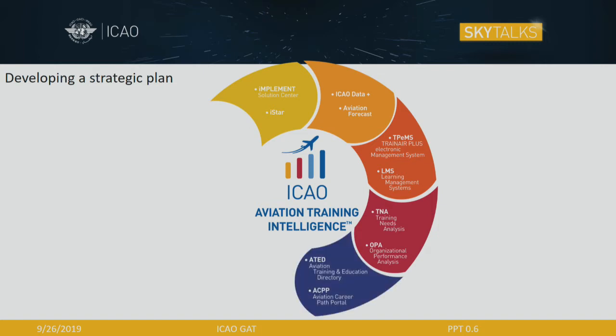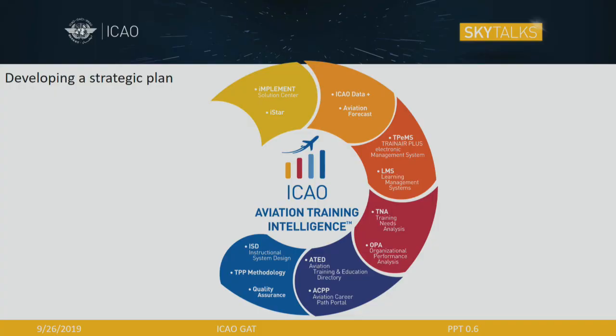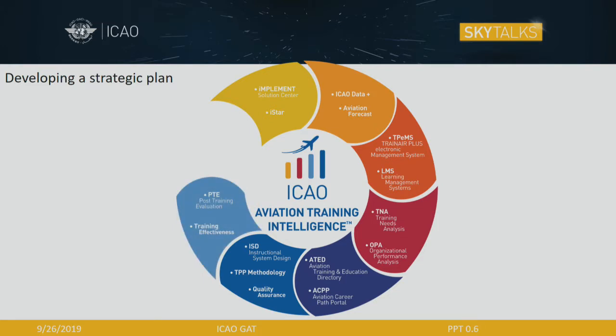If you didn't find your course on TPAMS, you could look at the Aviation Training and Education Directory, which has further course offerings that might meet the needs that you determined. Should there not be a course that meets your identified needs, there's the instructional systems design methodology that we use, and you could apply it to develop your own course or collaborate with us and develop it.